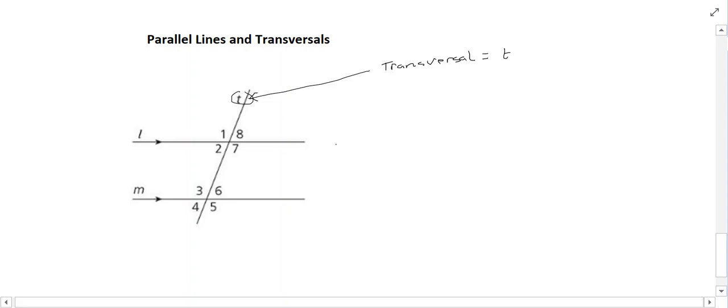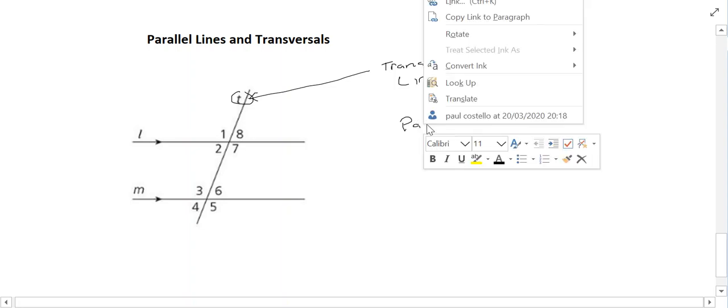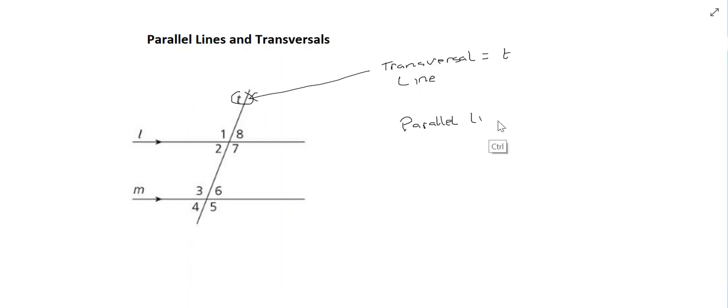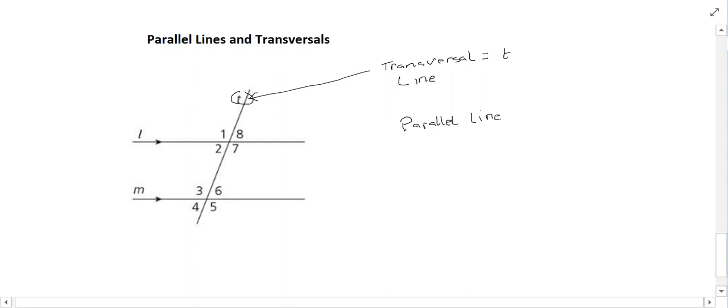Okay, that's that line. And then we have these two lines here. So transversal line, I suppose we should call that. And then we have parallel lines. And the parallel lines in this case are going to be lines L and lines M.